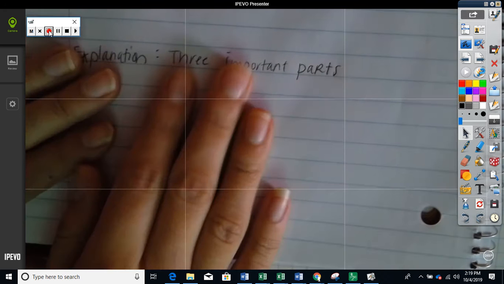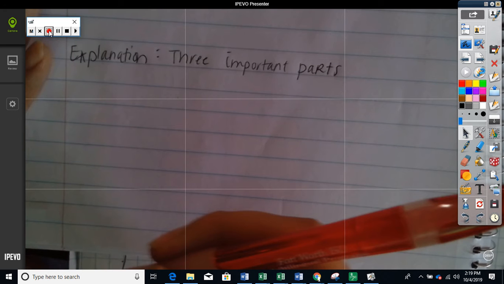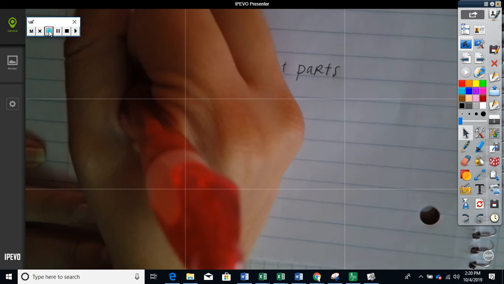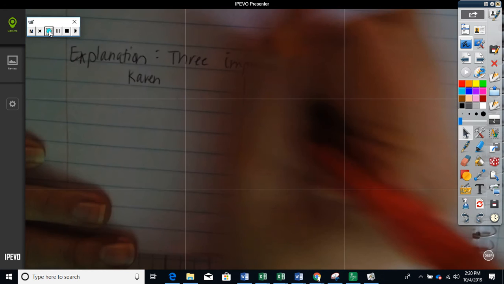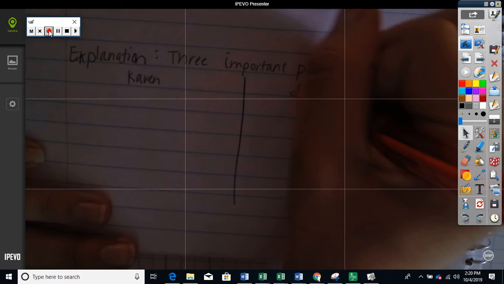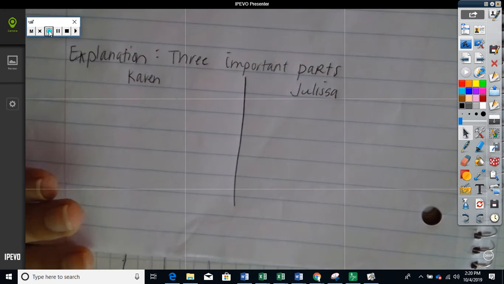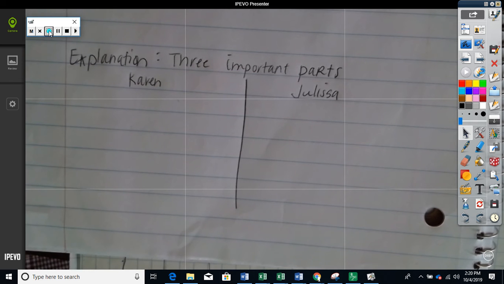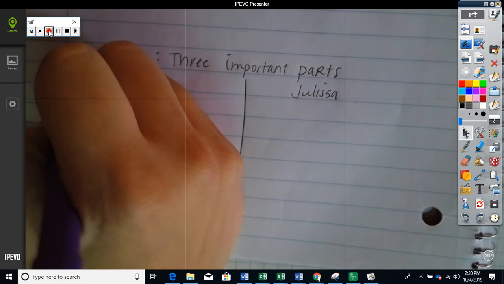So page 22, the 3 parts, we're going to write the 3 important parts for each girl. When you take your quiz in a few minutes, you'll do one for the 2 girls on your paper. I'm going to do Karen and one for you, and then you'll do Julissa on your own in just a minute.